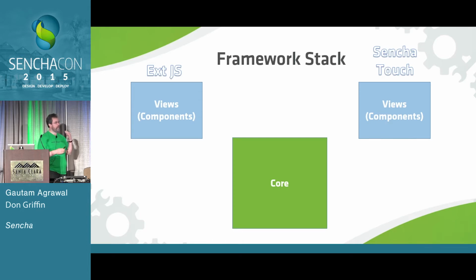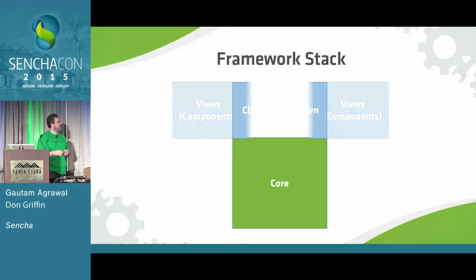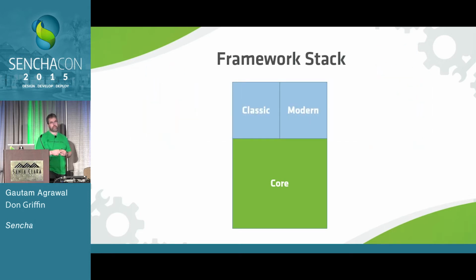But with 5, all we had there was the Ext side of the views. So with 6, we're bringing these two together into one box. And collectively, these two layers are called a toolkit. So one framework and two toolkits.